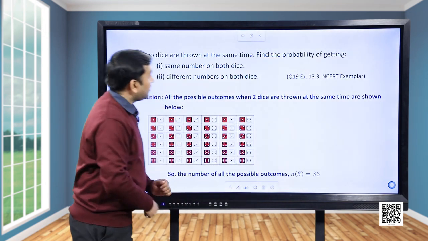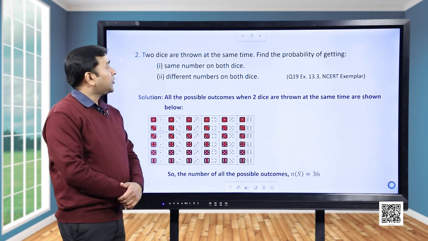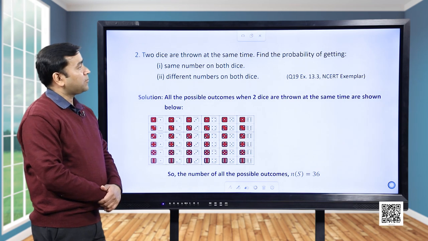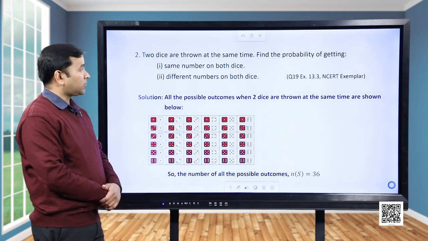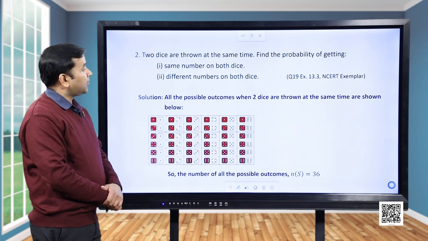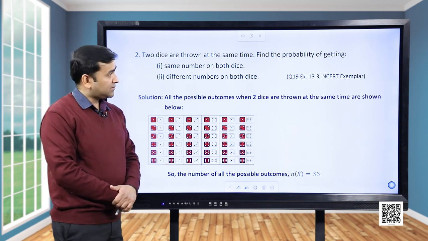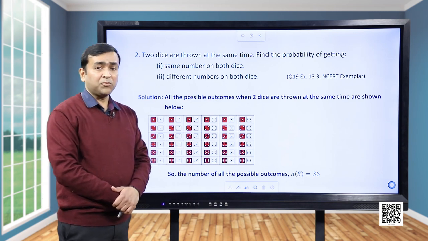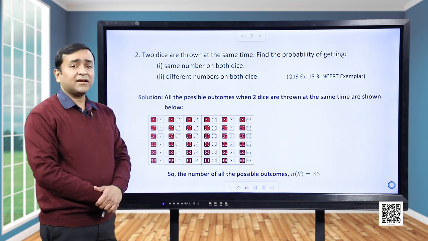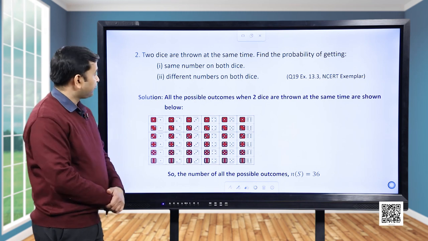Let us proceed to the next question. Two dice are thrown at the same time. Find the probability of getting the same number on both dice, and second part, different numbers on both dice. This is question number 19 of exercise 13.3 of NCERT exemplar book.